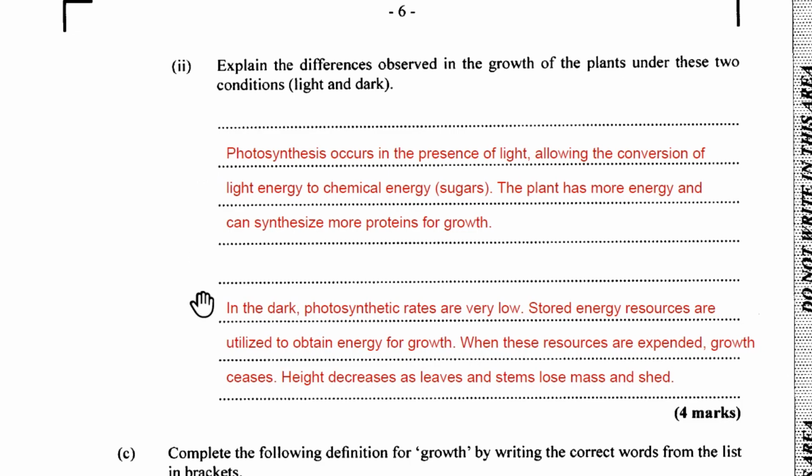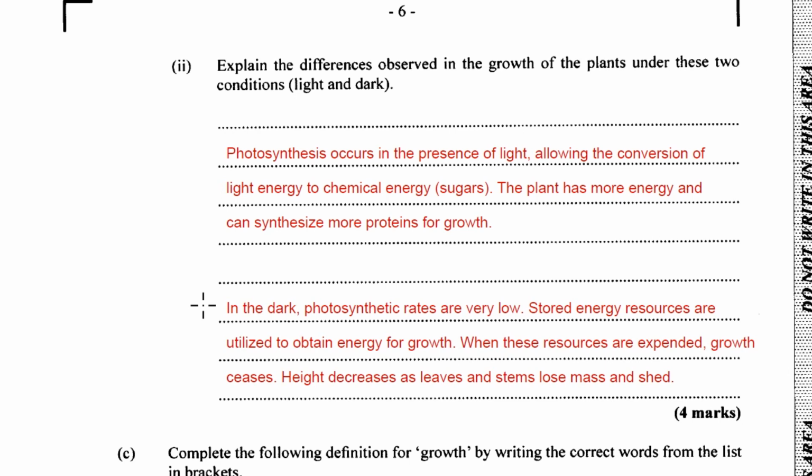In the dark, however, photosynthetic rates would be very low. There wouldn't be any light energy for the chlorophyll to capture, for photolysis and the splitting of water and all of that. So stored energy resources are utilized to obtain energy for the growth. So you'd have energy stored in the leaves, you'd have energy stored in the seed, you'd have energy stored in the stems, and so on. So they'll be using that up, kind of like how humans use up the fatty tissue when they're starving.